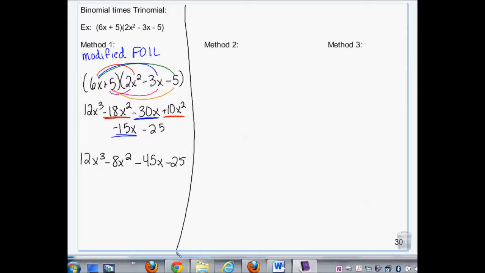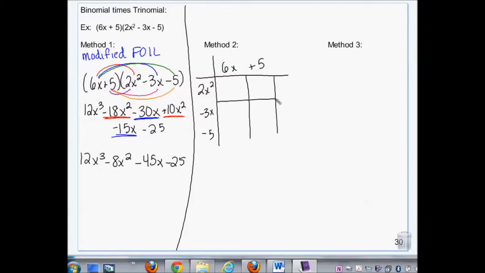I like tables for this one. So would it be like 3 across and 2 down? Or 2 across and 3 down, however you like it. I'm going to do 2 across and 3 down to make it skinnier. It doesn't really matter. You just have extra boxes.